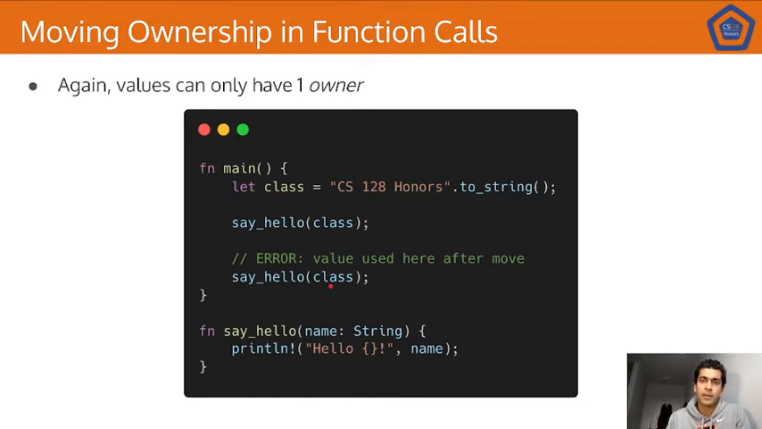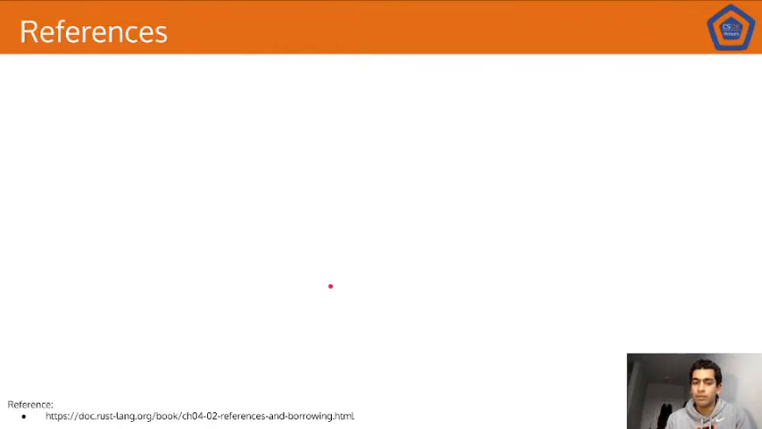So there has to be a way to fix this, right? Because we may want to call some functions on some pieces of data and perform some computations along the way, but we can't keep just sort of losing access to our data. Well, that's what references are for.